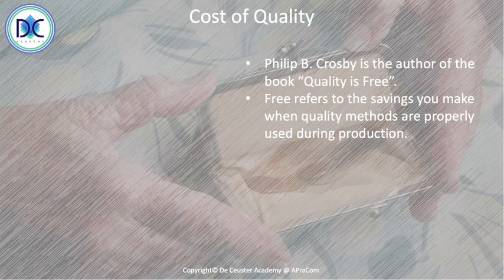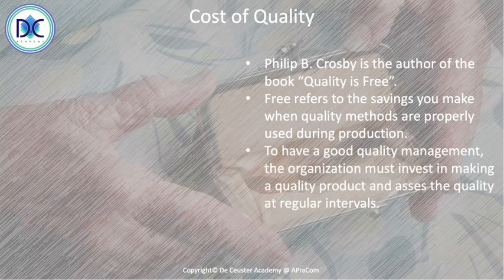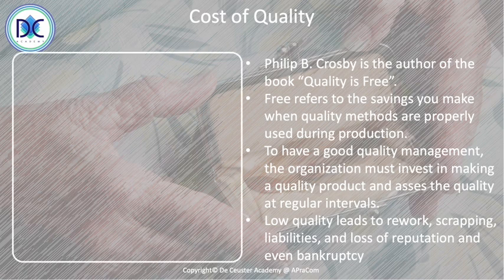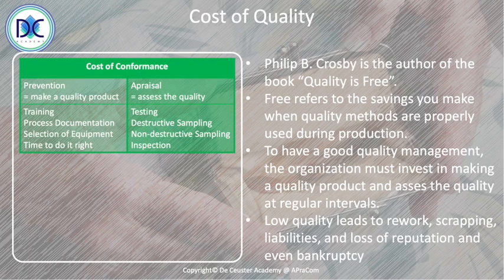Now, when we look at quality management, the organization has, let's say, the obligation to invest in making a quality product and assess the quality at regular intervals. Low quality leads to rework, scrapping, liabilities, and loss of reputation, and even bankruptcy. So the first element is the cost of conformance. When we look at cost of quality, we look at prevention. In prevention, we want to make a quality product, so we have to provide training, process documentation, selection of equipment, the time to do it right.